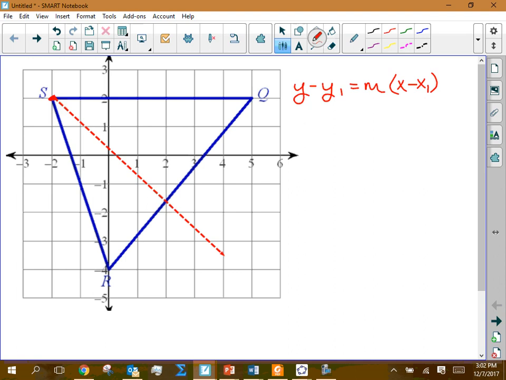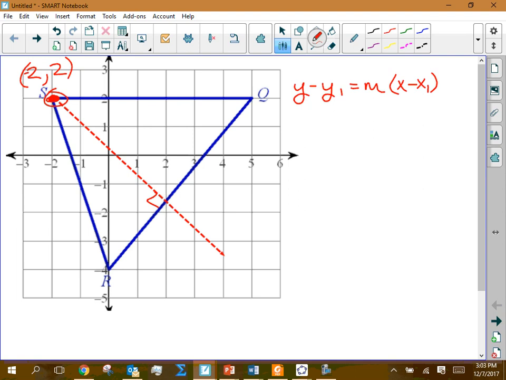Now, how many points are on that red line? A lot, right? There's an infinite number on that red line. And you don't know any of them except for one. What's the one that you know for certain needs to be on that red line? You need to know S. Okay? You know for certain, because this red dotted line, we're trying to make that the altitude. Okay? And we know by definition the altitude goes from a vertex perpendicular to the opposite side. That's a vertex. So we know at -2, 2, that point is on the line. So that's your x1, y1.